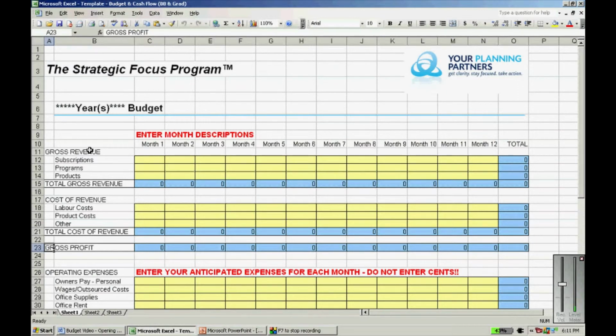The template subtracts the cost of revenue from the gross revenue and gives you a number called gross profit. This is an important number. This is a critical number. Each industry has a benchmark on the ideal gross profit. In some industries it is 50% of gross revenue, and it is critical for those companies to achieve that target.